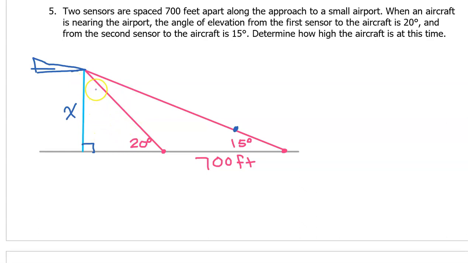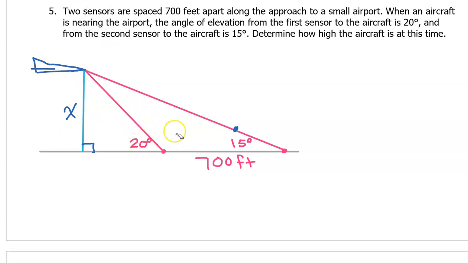So here's what I'm thinking. Look at this small right triangle with the x and the 20. If I only knew the hypotenuse, let's say that I knew that the hypotenuse was 300 feet. I could solve this for x using the sine function. Sine of 20 is equal to opposite over hypotenuse, x over 300. So once I find this hypotenuse, I'm home free. I will be able to solve the problem. But I don't know this hypotenuse.